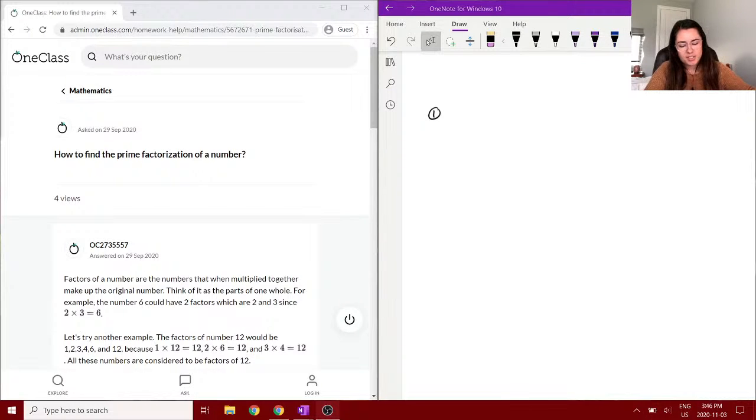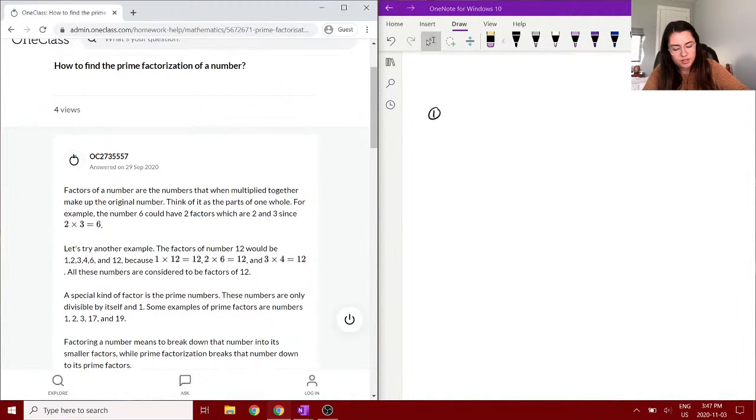Okay, for the first question, we're asked how to find the prime factorization of a number. So first, let's talk about what a prime factor is, or even just what a factor is. The factors of a number are the numbers that, when multiplied together, give the original number. You can see an example here where 2 times 3 is 6, and the number 6 has the factors 2 and 3. That's what it's showing here in the answers on the left.